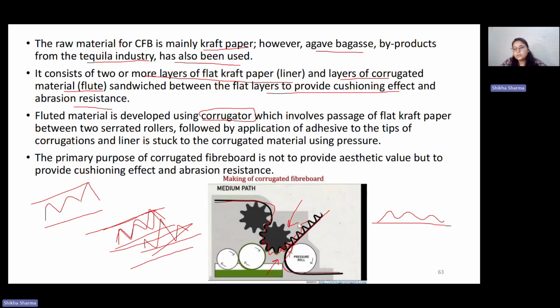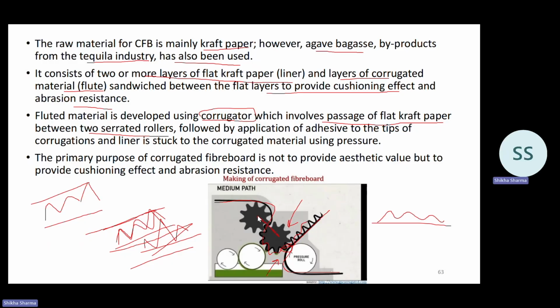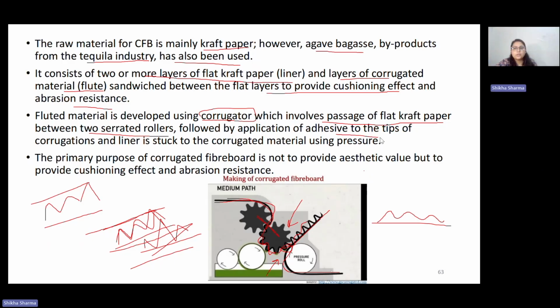Because of this corrugator, the fluting material is developed, which involves passage of flat kraft paper between the two serrated rolls. These are the two serrated rolls, and the liner will come and take the shape of the fluting. This is followed by the application of adhesive to the tips of the corrugations, and the liner is stuck to the corrugated material under pressure. Here adhesive material will be put, and this will be the liner, and when the pressure is applied, they will stick the liner and the fluting.